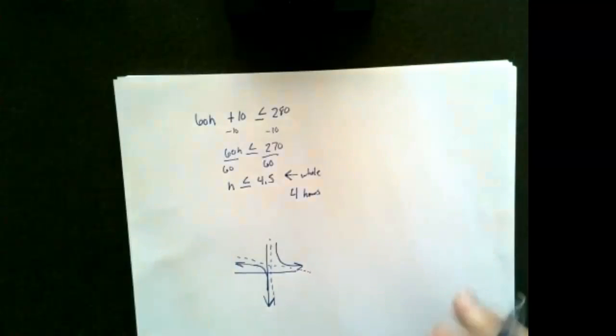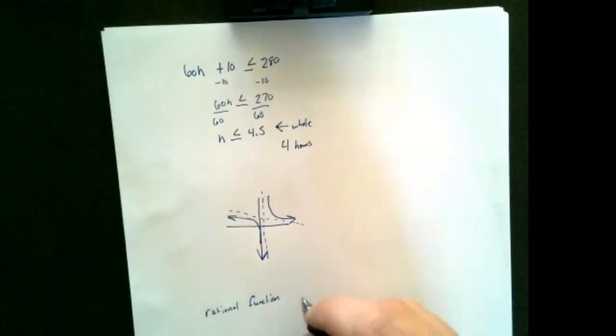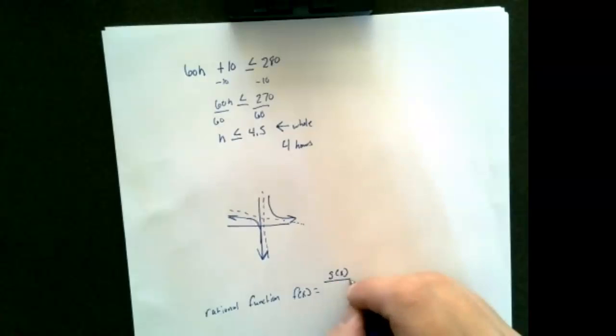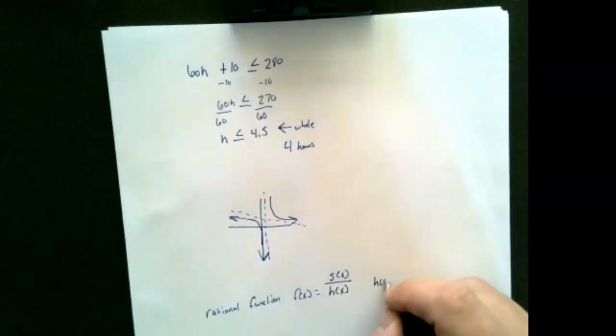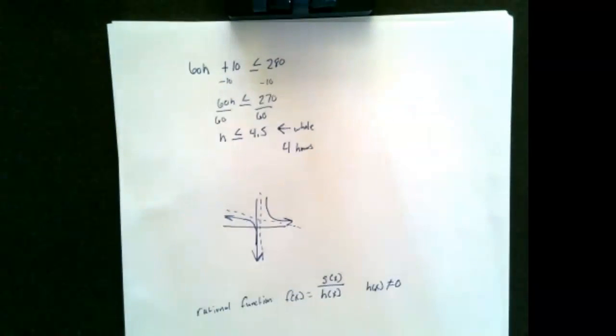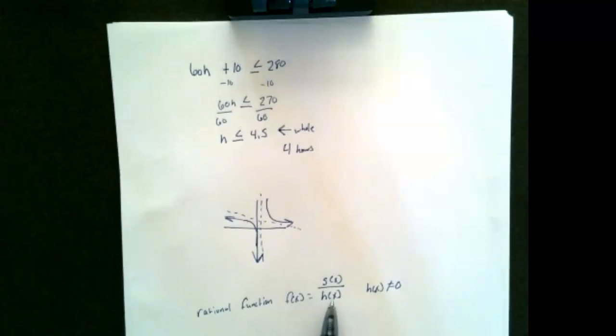where we'll say the rational function f of x is equal to the function of g of x divided by h of x. And h of x cannot equal 0. Okay, so this format is your rational function. So you can see that you're dividing.